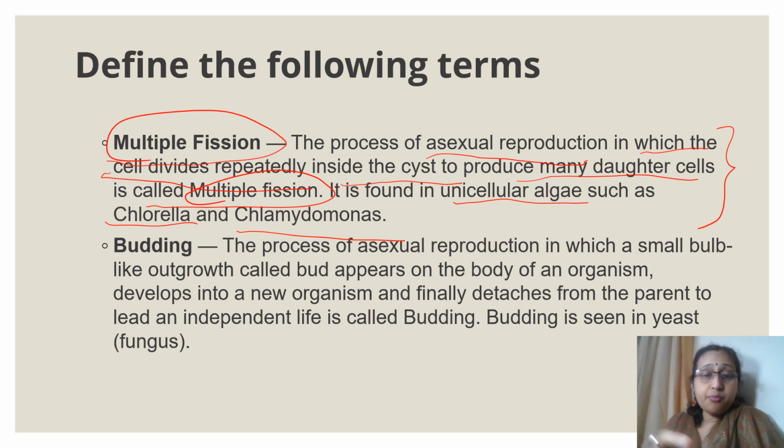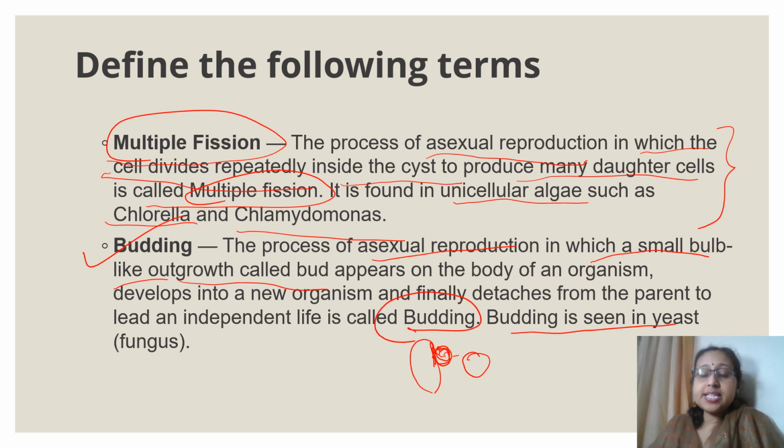What is budding? The process of asexual reproduction in which a small bulb-like outgrowth called a bud appears on the body of an organism. So you can see that this bud-like thing appears on the body of an organism. It develops into a new organism. It breaks from the body of the parent, forms a new organism, and finally detaches from the parent to lead an independent life. This is called budding.